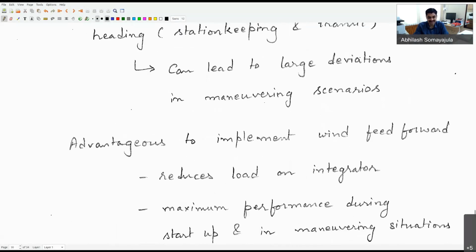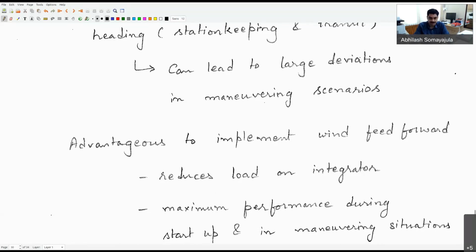So in that sense, it is advantageous to implement a wind feed forward, because that takes the pressure off of the integral term to compensate for these disturbances, as I'm trying to compensate for them ahead of time in some sense. So we can get a much better performance when we are having a startup value. When we start off our station keeping problem, let us say, a wind feed forward can help us keep the integrator values relatively lower so that the performance can be guaranteed to be much better for a longer duration of time.